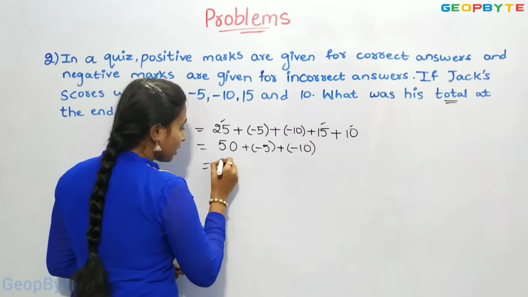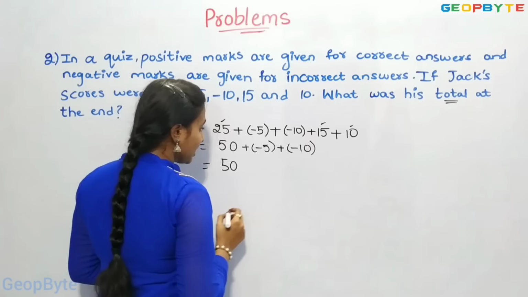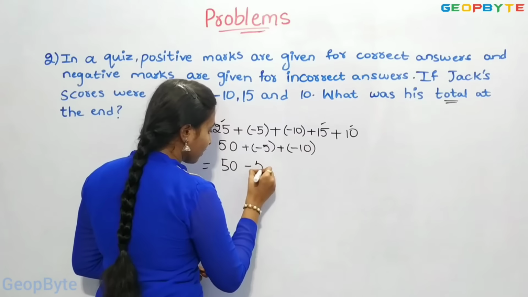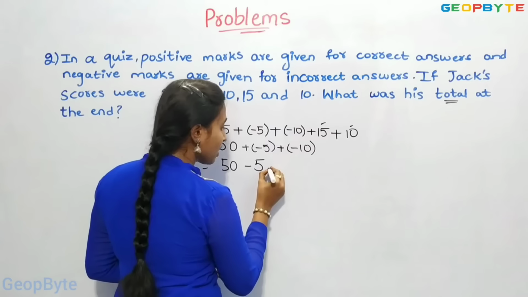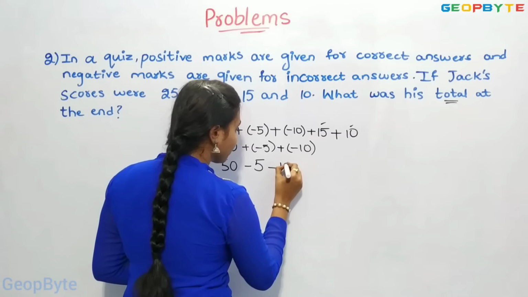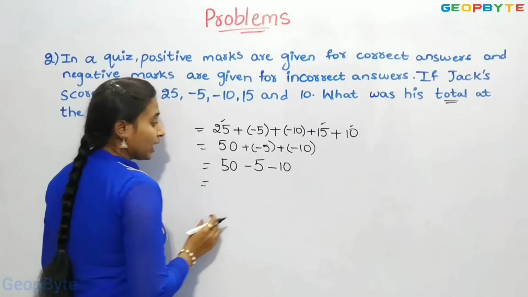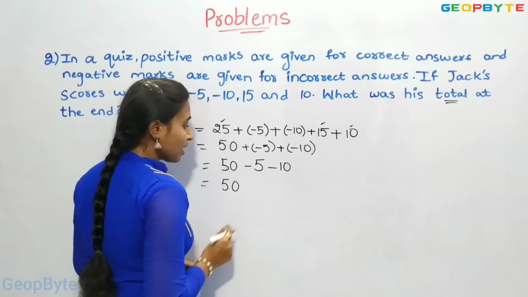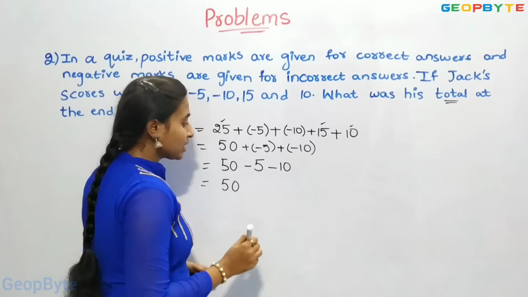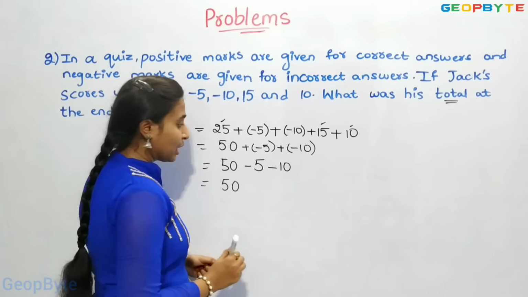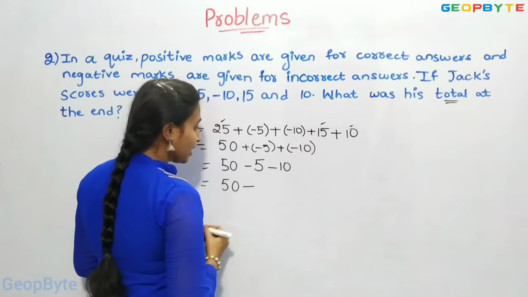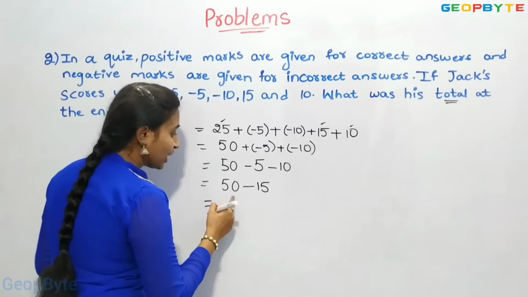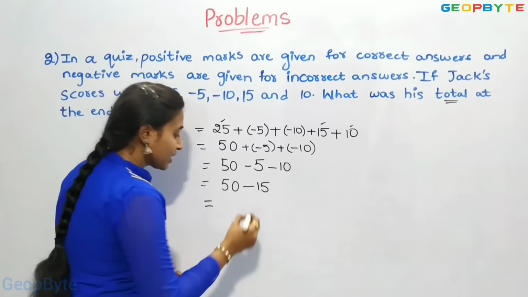Now, let this 50 be as it is. Plus into minus, minus 5. Plus into minus, minus 10. Now, let us add these two numbers. Let us write the 50 as it is. Minus into minus, plus 10 plus 5, 15. But the symbol remains minus. 5 plus 10, 15. 50 minus 15. Yes, 35.